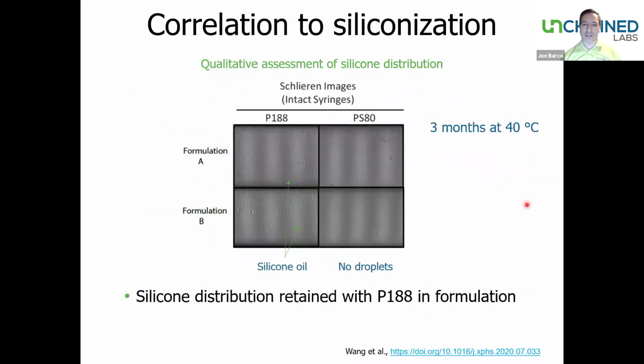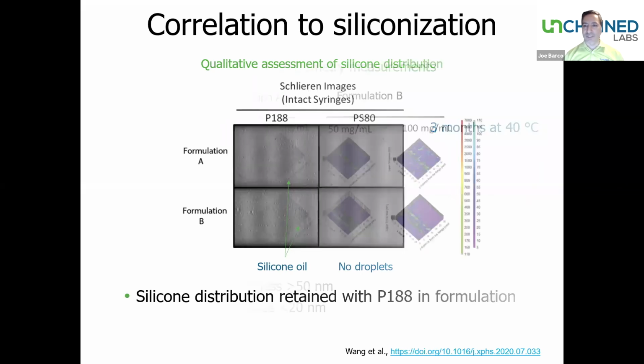So let's go back and look at the images for these syringes. If you look at the images from before the syringe was ejected, you can see droplets of silicone oil showing up in the Schlieren imaging on the polysorbate 188, the P188. If you look at the polysorbate 80 syringes, there are no droplets. So somehow that syringe is not maintaining that silicone coating. Let's look at the next step, which is to look at this on the Bouncer.